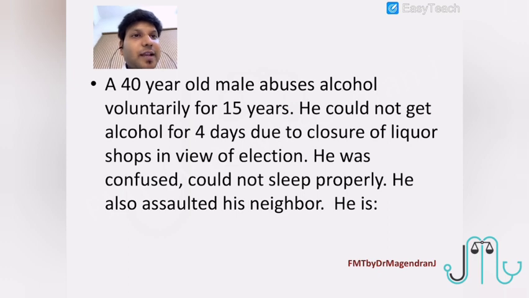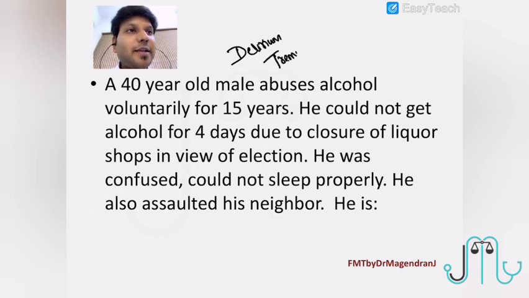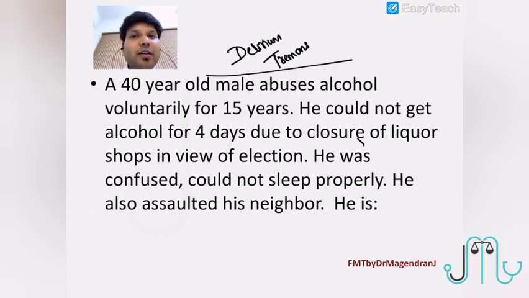A 40-year-old male abused alcohol voluntarily for 15 years. He could not get alcohol for 4 days due to the closure of liquor shops in view of election. He was confused, could not sleep properly. Right? Acute alcohol withdrawal syndrome. He also assaulted his neighbor. Right? What is his condition? It is delirium tremens. Under delirium tremens, the patient will be having hallucinations and delusions can be noted.